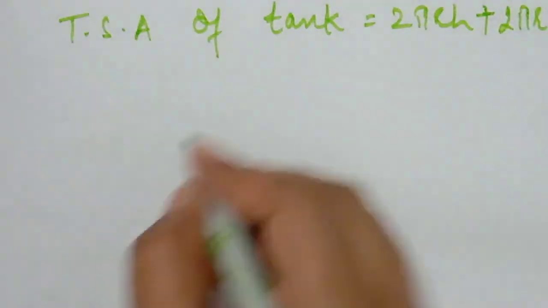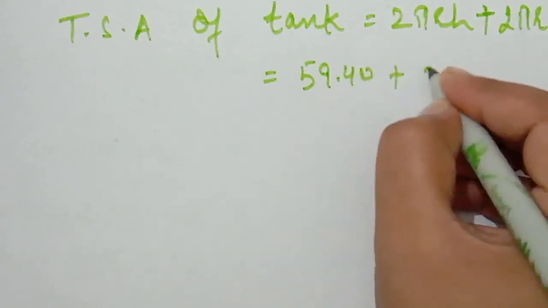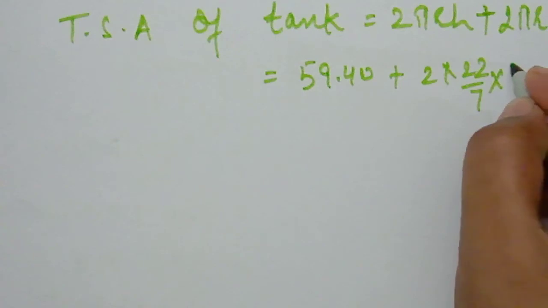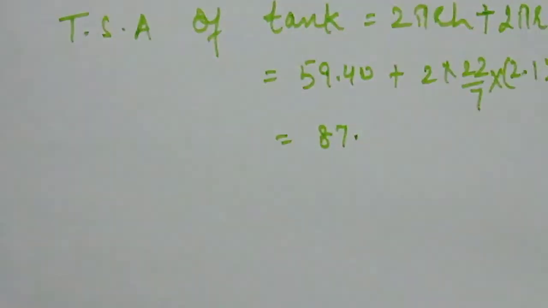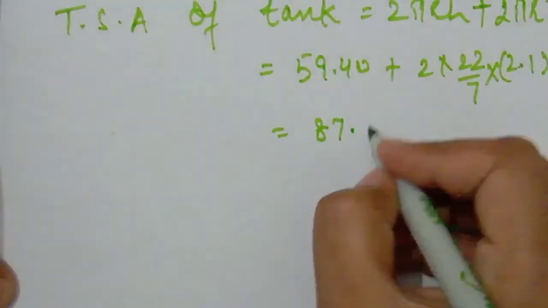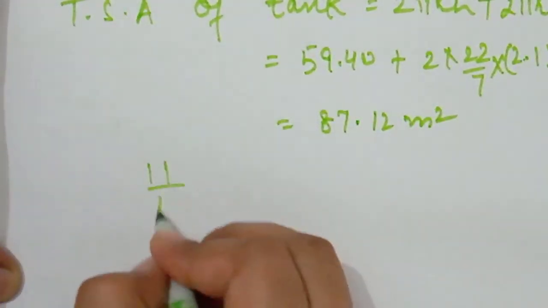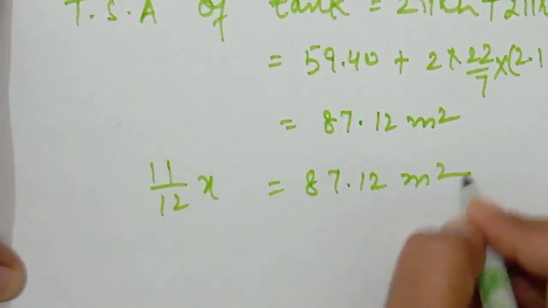2 pi r square, because the tank is in the form of a cylindrical shape, we have to add that. Then it is 59.40, we know it very well, then 22 upon 7, and then the radius is 2.1 meter, and when you solve it, it is 87.12 meter square. Now we have to find 11 upon 12 x of the total steel used in the tank.